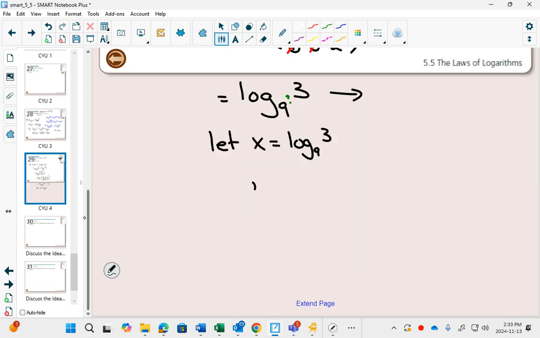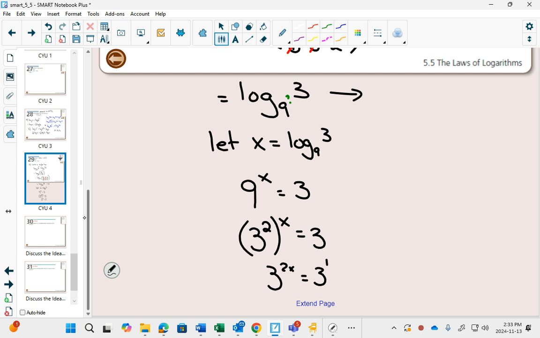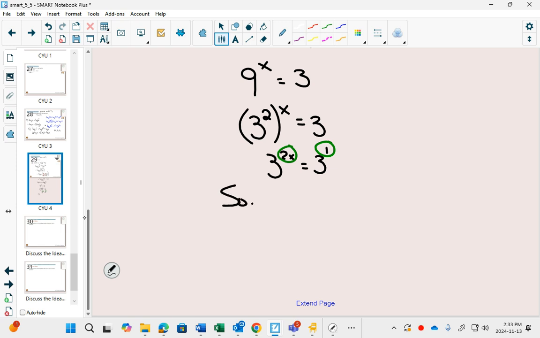And you could say, well, the base is 9, x is the exponent, equals 3. Are those in the same column on my powers chart? Yes. I can change 9 to 3 squared. And that would give me 3 to the 2x equals 3, which is technically 3 to the 1. These are the same, so 2x would have to equal 1, and x would have to equal a half.